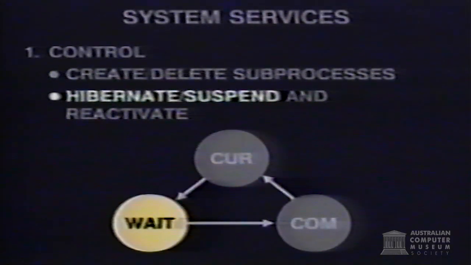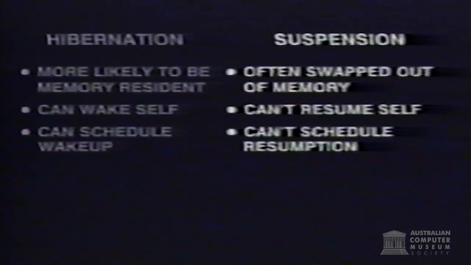There are several system services available to control processes and facilitate communication between them. System services enable a user to create and delete sub-processes and to hibernate or suspend a process and then reactivate it later. Both hibernate and suspend system services temporarily halt the execution of a process by placing it in a wait state until it's needed again. Suspended processes are often swapped out of memory, and there are fewer mechanisms to awake a suspended process.